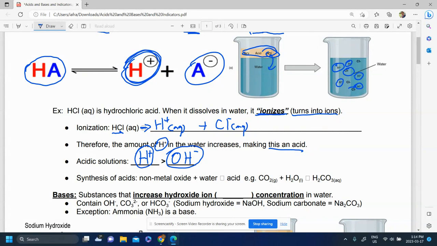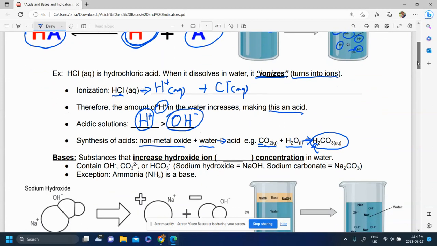So if your solution is acidic, you'll have more H+ compared to hydroxide. How do you make acids? If you want to make acids, you could take a non-metal oxide and react it with water, and that would make an acid. It's a special type of synthesis reaction, right? We take carbon dioxide, for example, which is a non-metal oxide, a non-metal with oxygen. You mix it with water, and that will produce carbonic acid over here. You can see the H+ in the front there. So that's how you would synthesize acids.